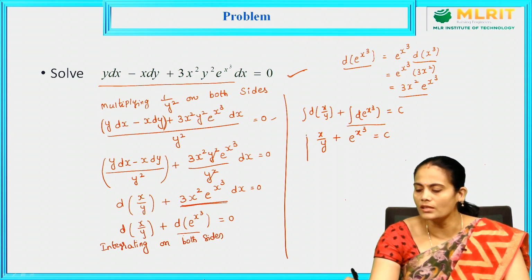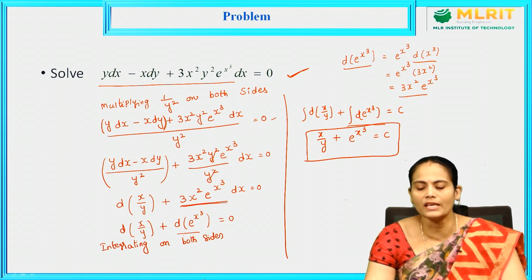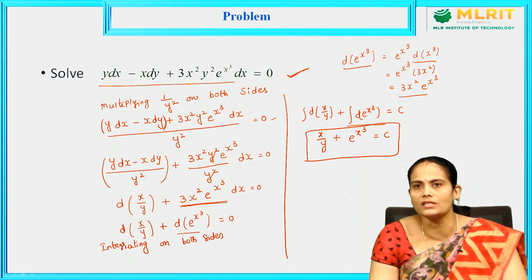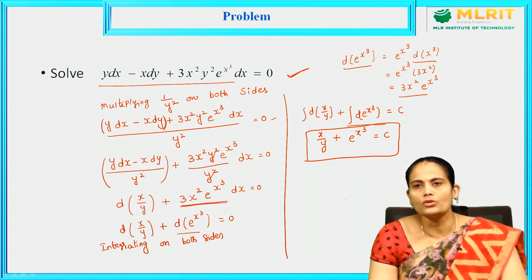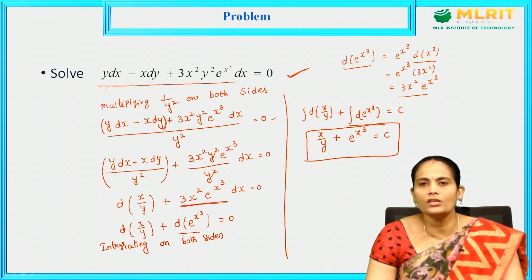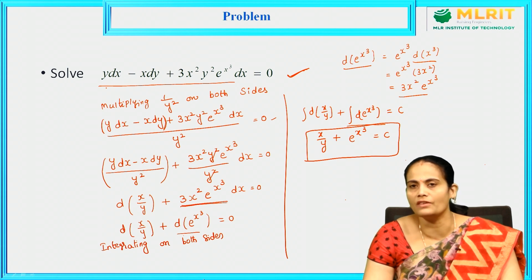So this is the general solution of the given differential equation y dx minus x dy plus 3x square y square into e power x cube dx is equal to 0. So this is the method of inspection. What is the method of inspection actually? You just have to check the given differential equation and group certain terms. That group of terms you have to write in terms of the derivative of a function. Then finally you can integrate, and we will get the general solution of the given differential equation.